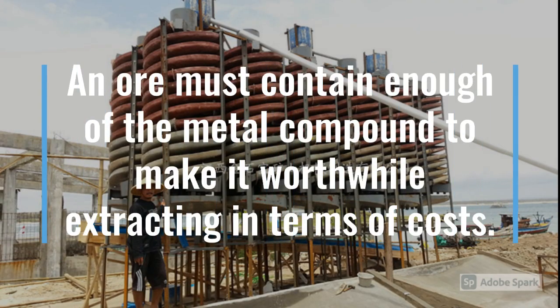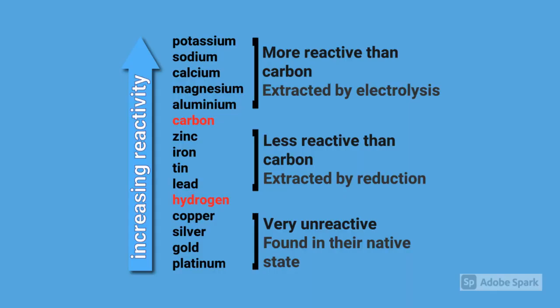Once taken from the rocks, the ore samples need to be physically separated from other waste rock. This will give a concentrated sample of ore. An ore must contain enough of the metal compound to make it worthwhile extracting in terms of costs. Extracting the metal from the ore requires a chemical reaction, and the principles of the reactivity series are used.